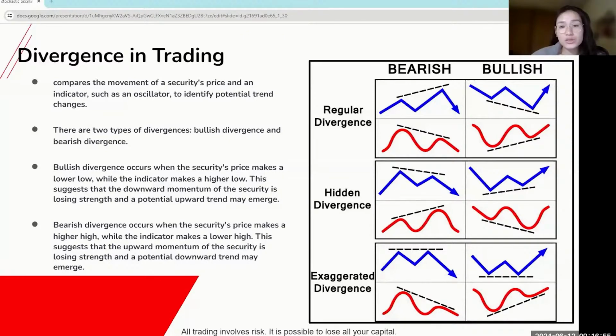So it's important to note that divergence is a potential early warning sign of a trend change, but that's still not a guarantee. Okay, so that's why we would use this in combination with your trend lines or chart patterns to confirm a divergent signal before making trading decisions. Okay, so you can see the higher high that we're talking about for bearish and the lower low, higher low on our bullish.